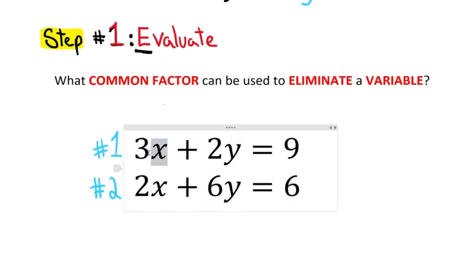Notice that we have 3x and we have 2x. We won't be able to eliminate them. And we also have 2y and 6y. So we will not be able to eliminate them. The coefficients of one of the variables must be the same in both equations so that the variable will cancel out when one equation is subtracted or added from the other.